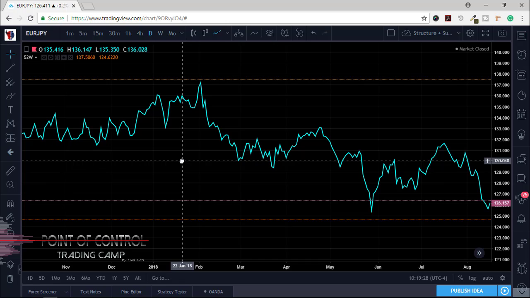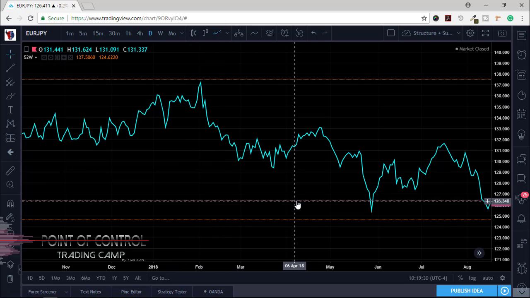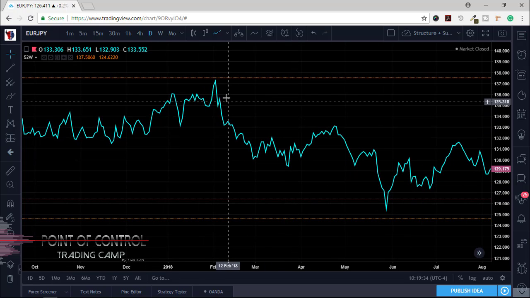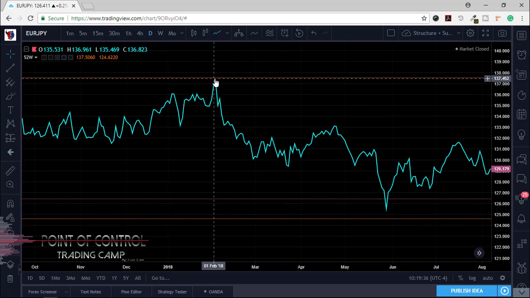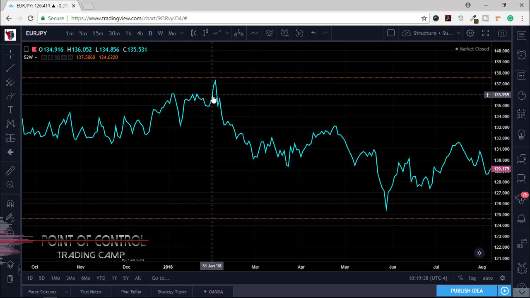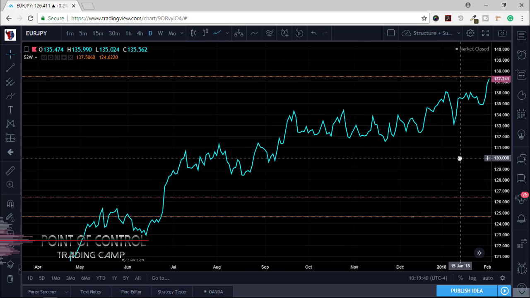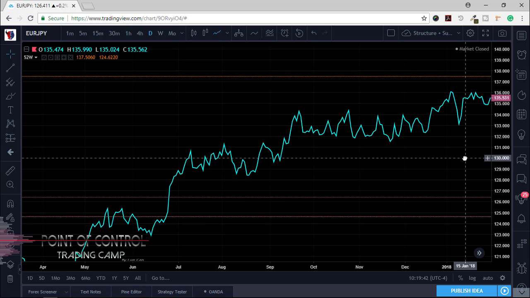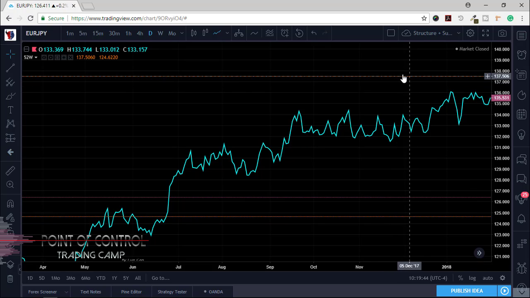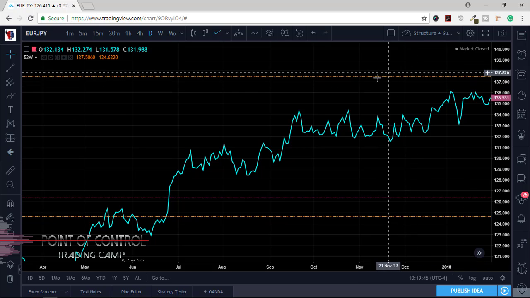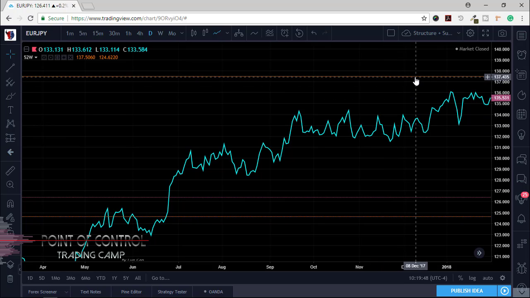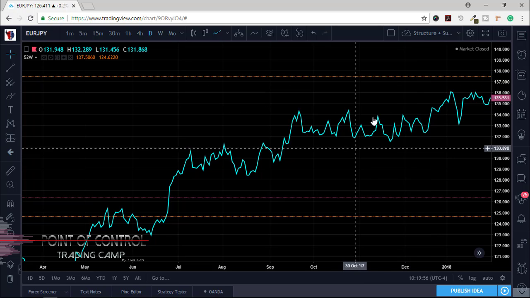Check this out. If you don't do anything else and you just trade 52-week highs and 52-week lows, you will be banking. Let's say you are waiting somewhere right here. You already know the price will reach a 52-week high at this level, which is 137.47. You can round that up to 137.50. So you already know that.